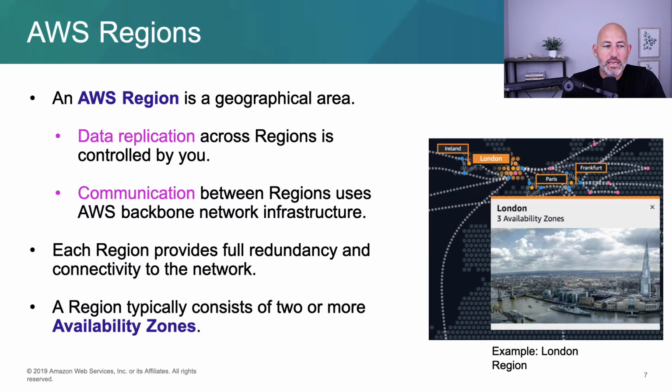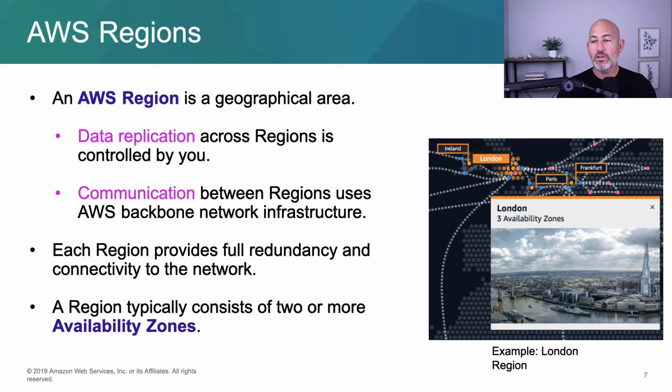In particular, one thing we should define is what a region is. A region is a geographical area, and you'll hear this a lot in exams. Data replication across regions is controlled by you, though, so you don't have it done automatically. Communications between regions use the backbone infrastructure, so really, really fast. Regions also have full redundancy and connectivity to the network.